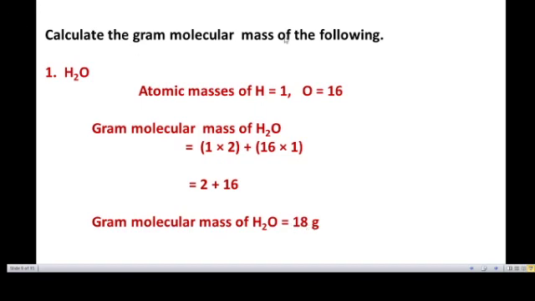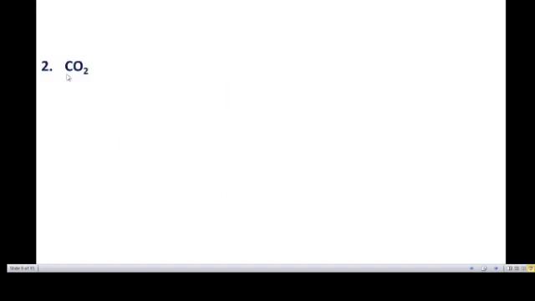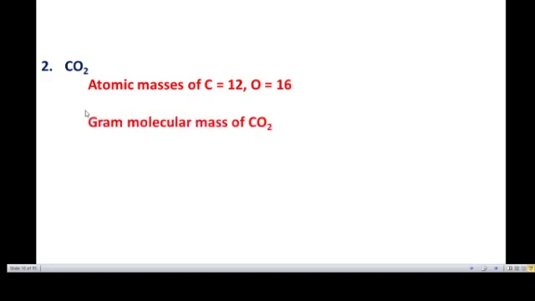Here the gram molecular mass of water is 18 gram. Next, carbon dioxide, CO2. Here 1 carbon atom and 2 oxygen atoms are present. Atomic mass of carbon is equal to 12. Atomic mass of oxygen is equal to 16. Now the gram molecular mass of carbon dioxide.